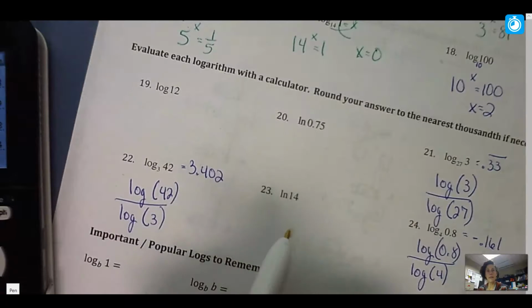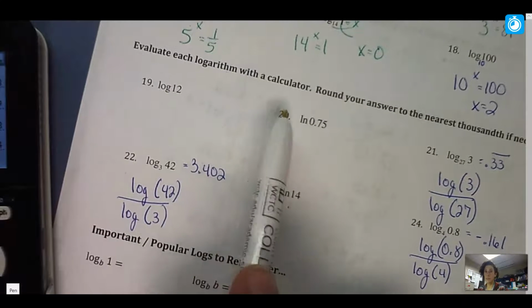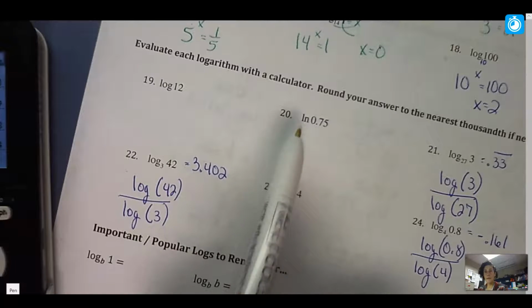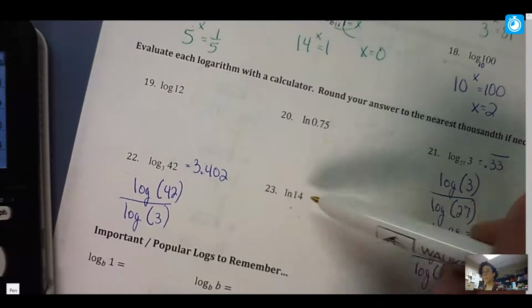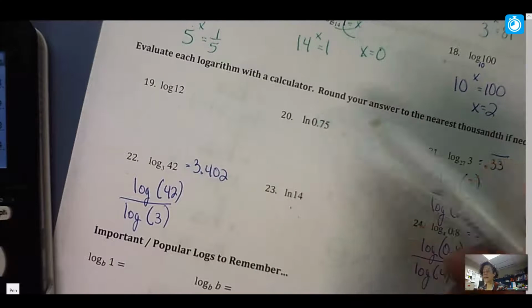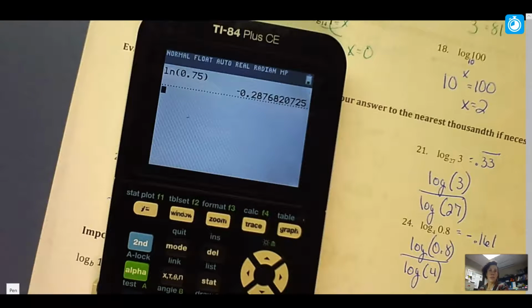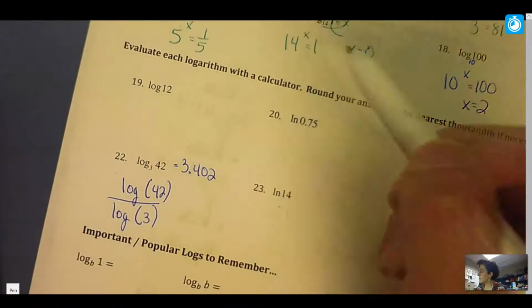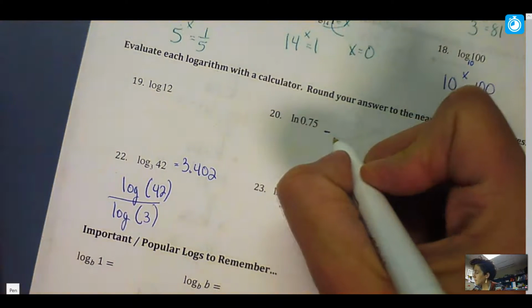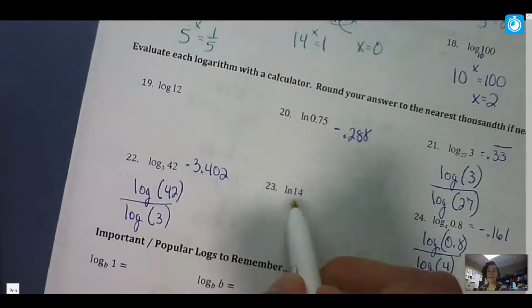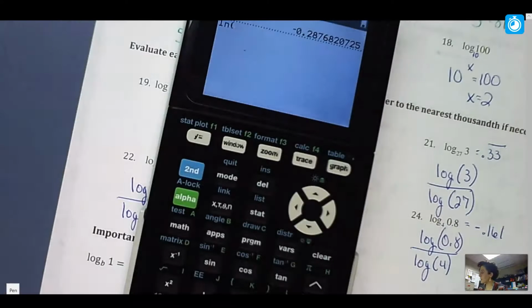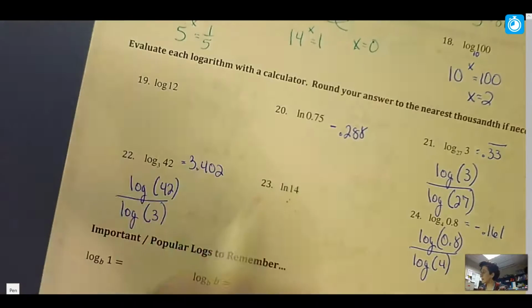All right, let's talk about these. So these, any calculator will work. This is the ln button. So any calculator can actually type ln and 0.75, and it will do it for you. And we'll talk about what ln is meaning in just a little bit. So here I'll go 3 decimals and make it negative 0.288. And then here I could type in the ln button with 14, and I'll have 2.639.